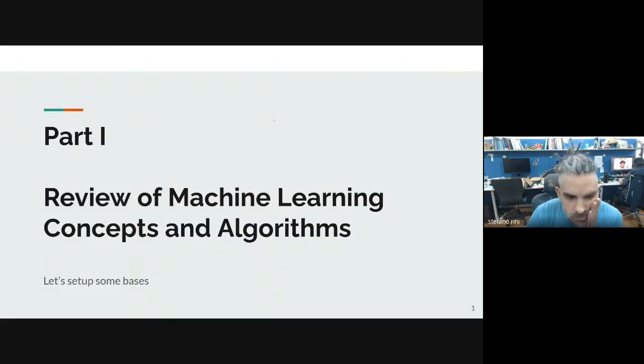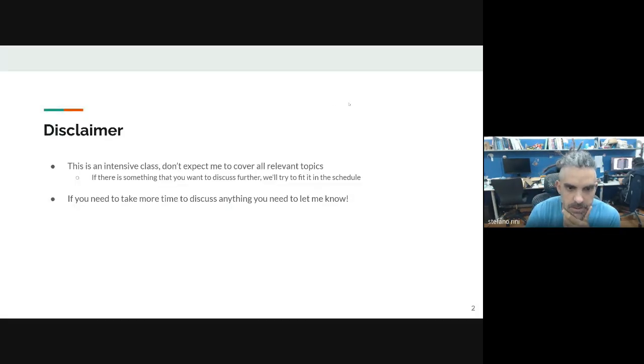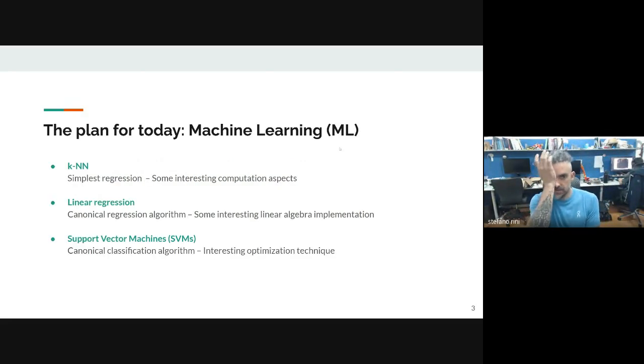Okay, good. So let's do some quick review on the machine learning algorithms. This is just a review, because we're doing this for the people that haven't done machine learning, and we're just going to see 3 topics. But these 3 topics are sort of the key ingredients that you're going to need to understand.